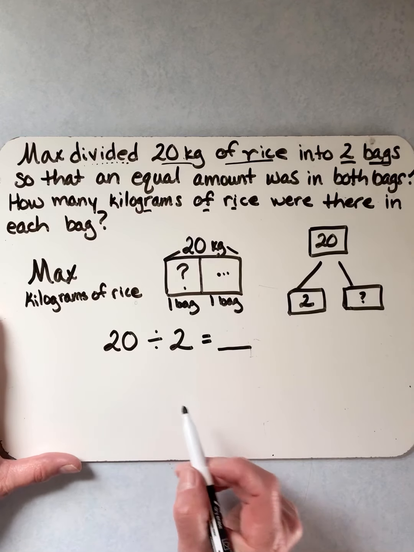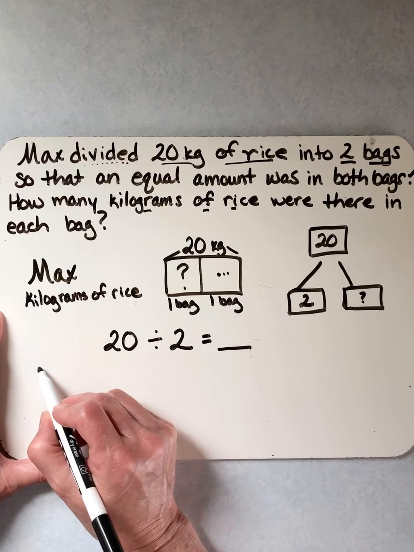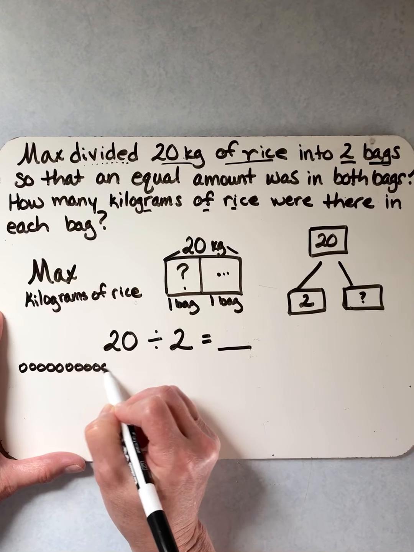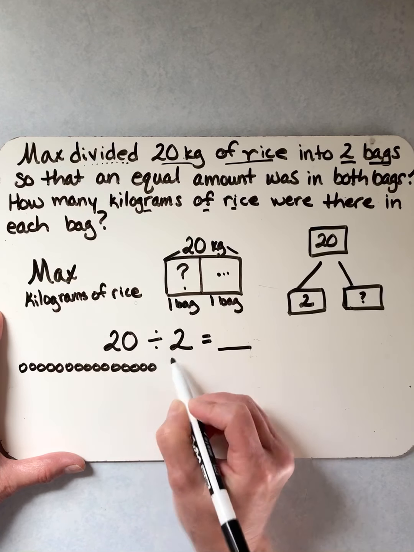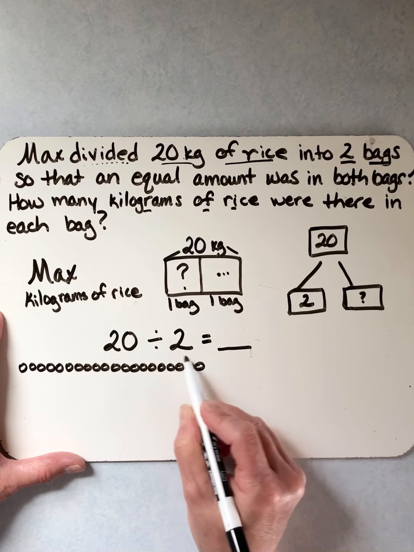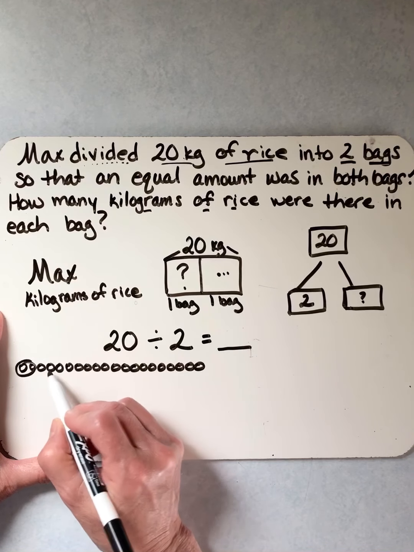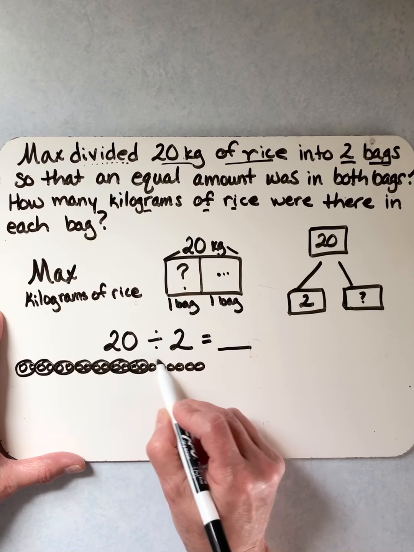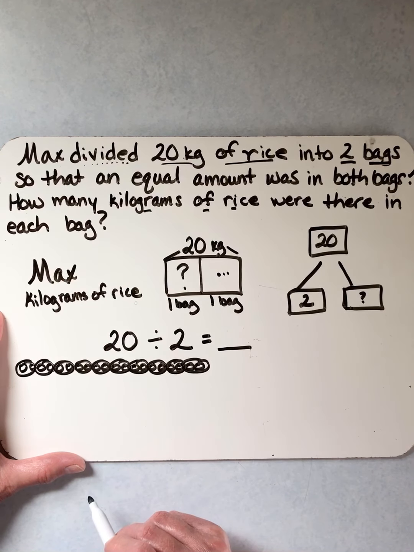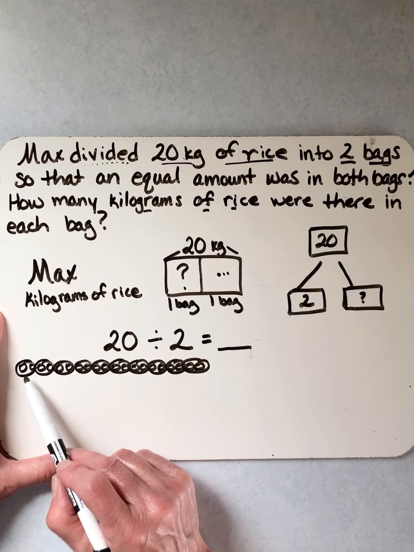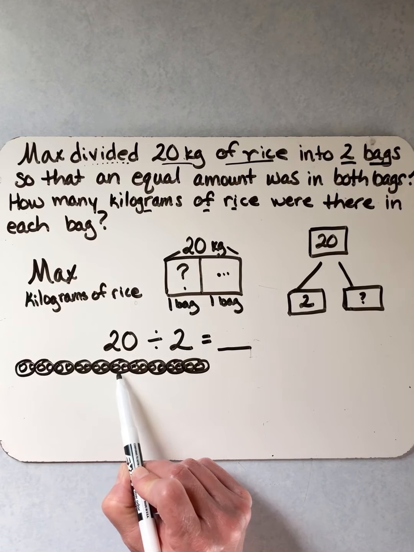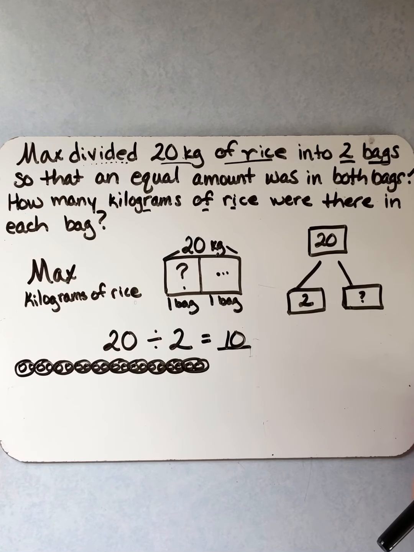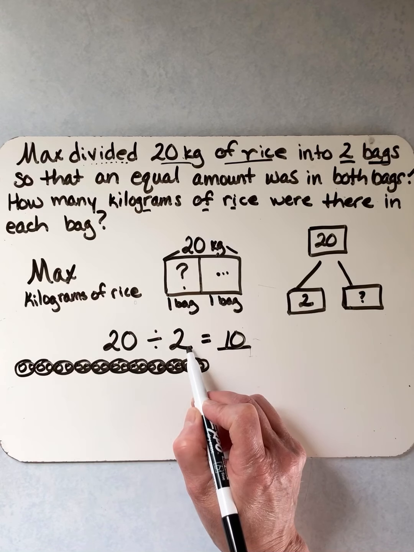Or you could draw an array. You could draw 20 circles. 1, 2, 3, 4, 5, 6, 7, 8, 9, 10, 11, 12, 13, 14, 15, 16, 17, 18, 19, 20. And then divide those into groups of 2. Now I need to count my groups. 1, 2, 3, 4, 5, 6, 7, 8, 9, 10. Boom, 10. 20 divided by 2 equals 10.